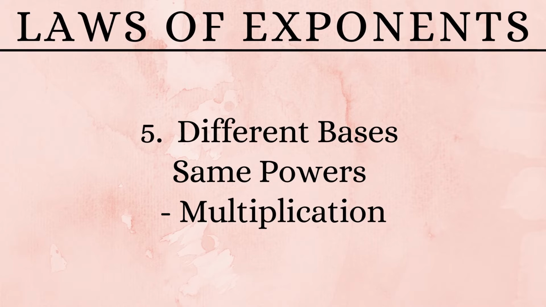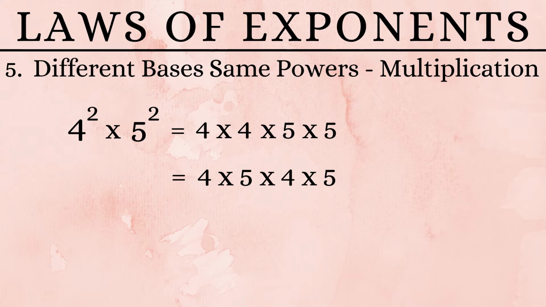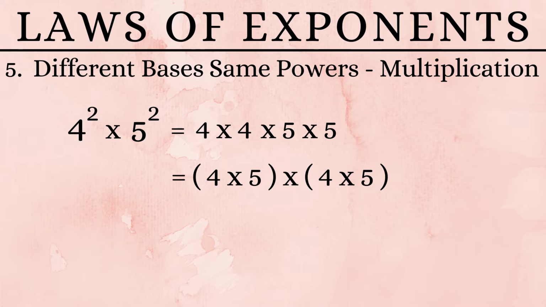Here we consider multiplication of 2 or more terms with different bases but the same powers. First example, 4 square into 5 square. Expanding 4 square, we get 4 into 4. Expanding 5 square, we get 5 into 5. Now, with a slight rearrangement, we can write the same expression as 4 into 5 into 4 into 5. So that's the same as 4 into 5 multiplied 2 times, or 4 into 5 the whole square.